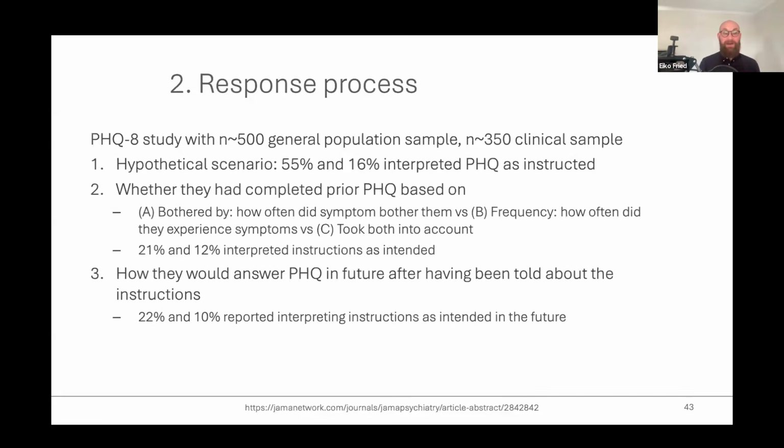And most strikingly, we find in the paper that people who answered the PHQ in a certain way had lower overall PHQ scores. So people's interpretation of the PHQ instructions appear to have an impact on the severity that you get from the scale, which is not great.